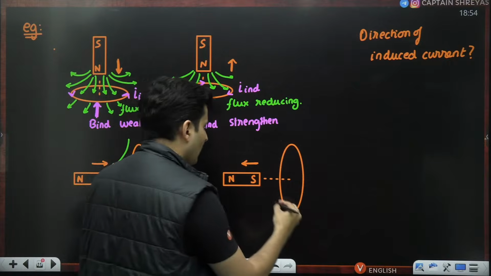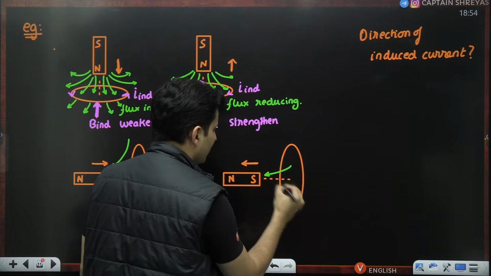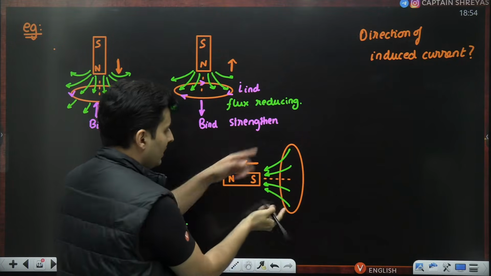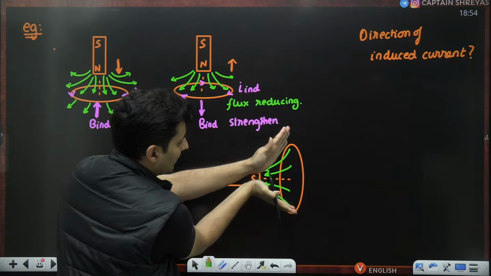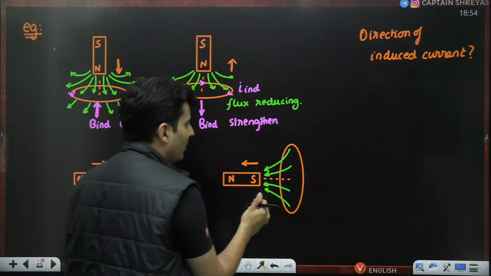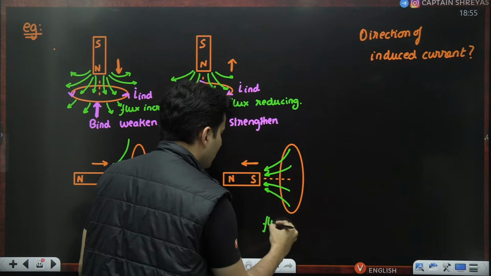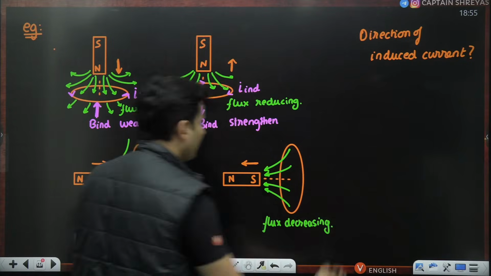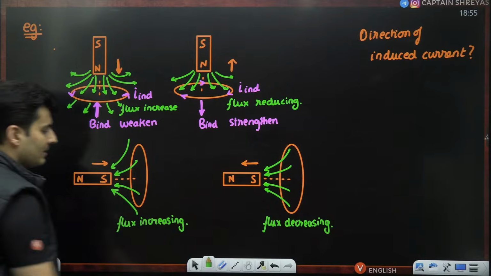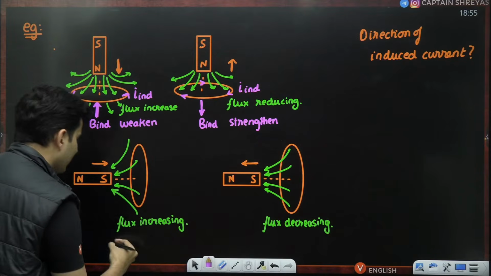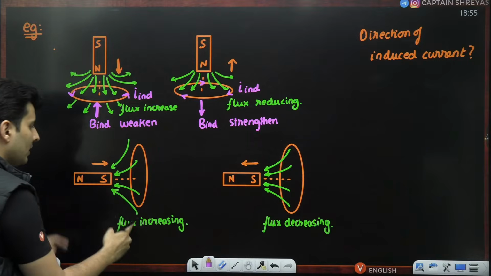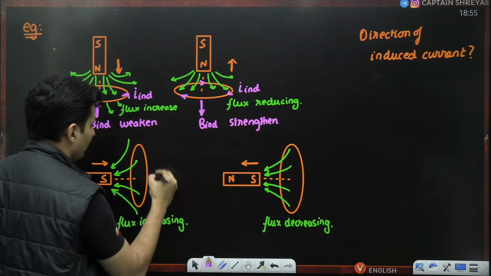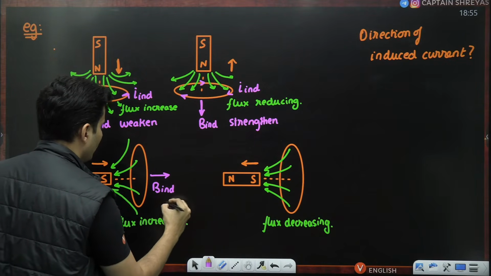Whereas over here, as you can see, as it goes far and far away, those field lines which are here will now move outside the coil. So definitely the flux is decreasing in nature, whereas here the flux is increasing in nature. So whenever the flux is increasing, you are going to create an induced field to weaken it. So how are you going to weaken it? By creating the opposite direction. So the induced field should weaken it.